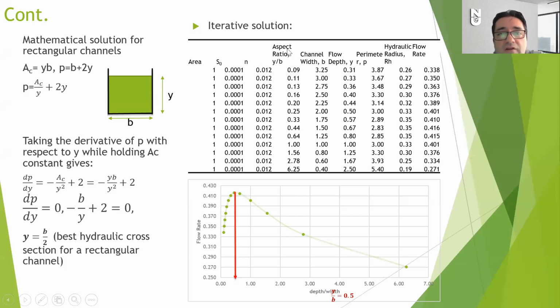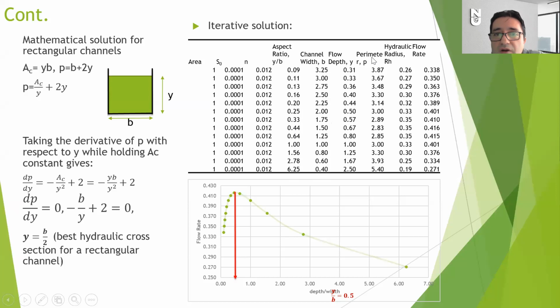And now I calculated here the aspect ratio. It means y over b, and these are the values. See that it is starting with 0.09. It goes up, up, up, and always it's going to increase because I am just decreasing b while keeping the area constant, and y is increasing.